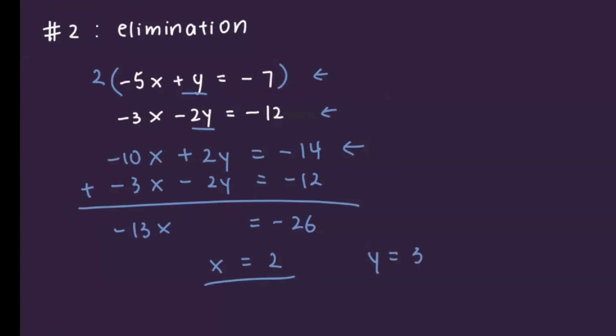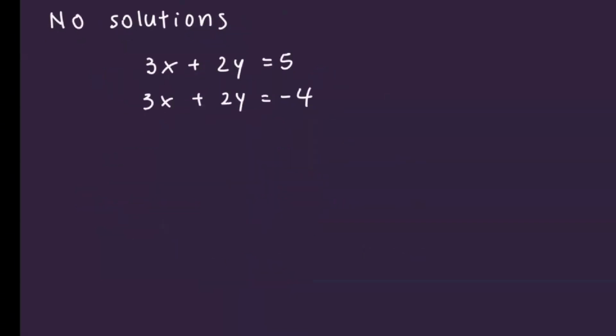While solving systems of equations, you can use either method. But sometimes, depending on what the question is, one of them will typically be faster. If you see a variable with no coefficient, then it's usually easier to use substitution. If you see a matching coefficient or something that you can easily turn into matching coefficients, then elimination will be the best route. Now let's go over no solutions.